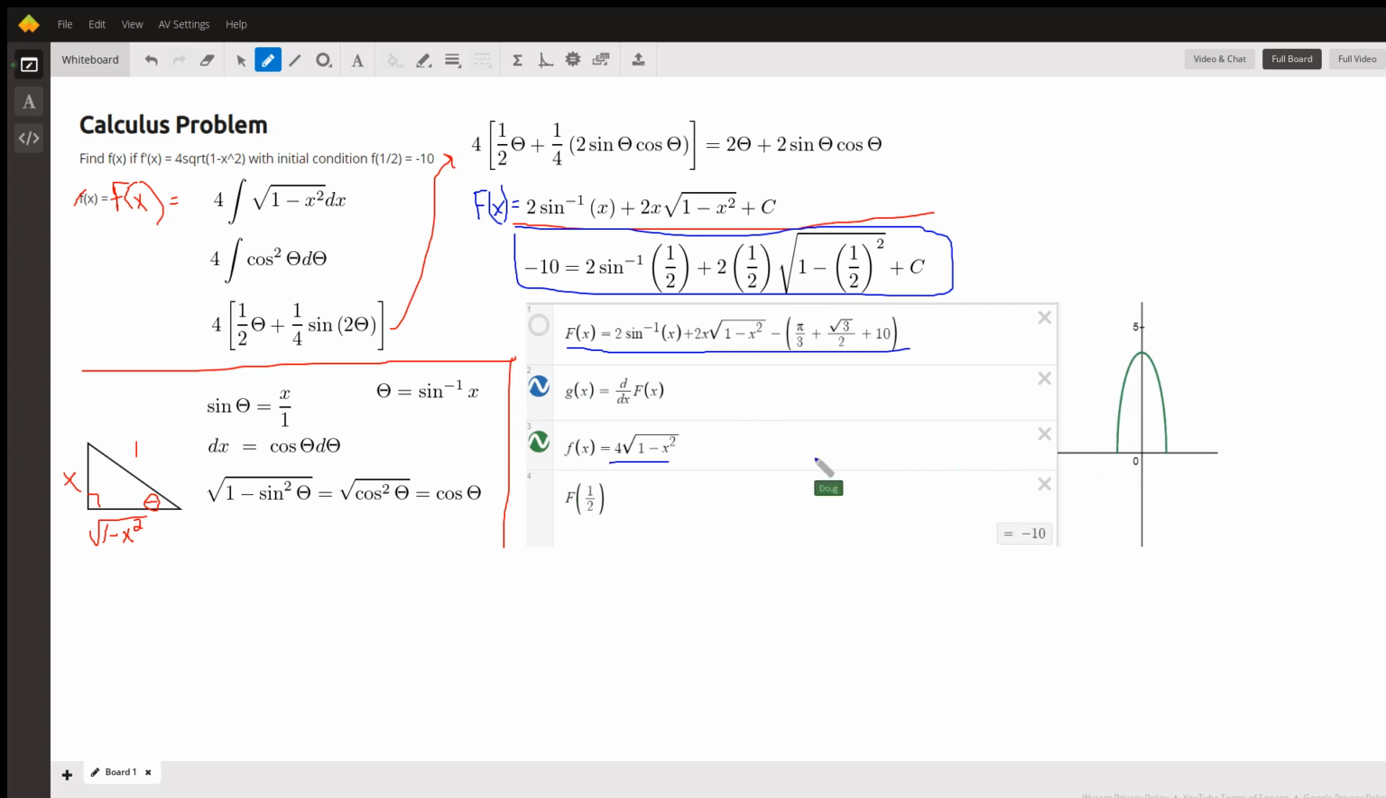And over here to the right, I have the graph of the derivative of big F on Desmos. And I have the original problem, 4 times the square root of 1 minus x squared, and they're the same. So this kind of proves that this answer is correct. And by the way, I show here that F of 1/2 is negative 10. Question is, how do we get to this guy right here?